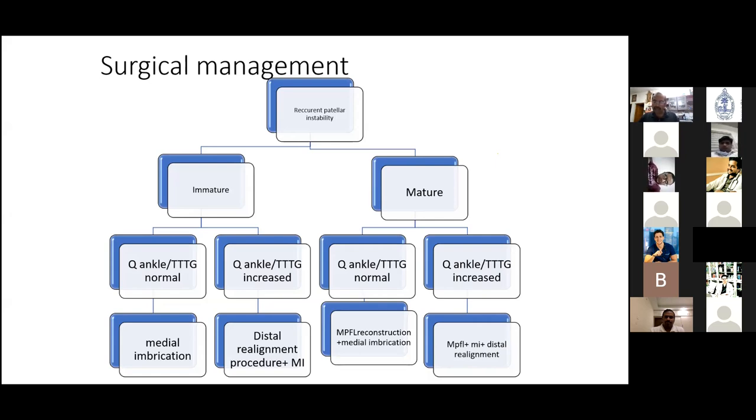You do your distalization and medialization of the tibial tuberosity plus MPFL repair. Or if you have a trochlear dysplasia, again you do a trochlear deepening osteotomy, and then you go for your MPFL repair.